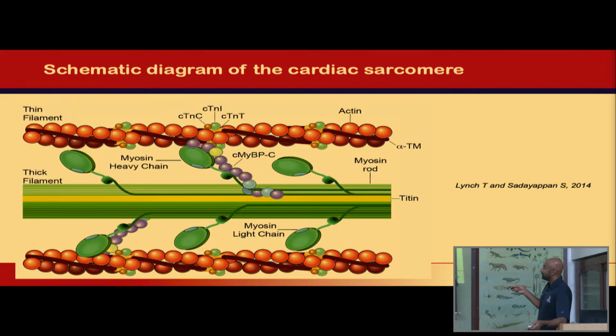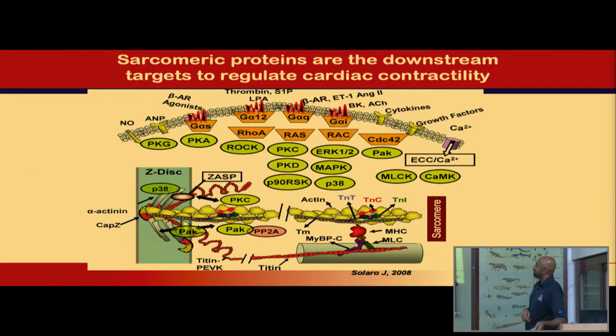So again this is the schematic diagram of the sarcomere. You have the thick filament, titin, and then myosin heavy chain, and then myosin binding protein C, and then the thin filament proteins, the troponin complex, actin, alpha tropomyosin. So these are the major sarcomeric proteins, and then the myosin heavy chain has two light chains, regulatory light chain and essential light chain, and those are attached to the myosin heavy chain. Again myosin is the motor protein, we talked about that yesterday.